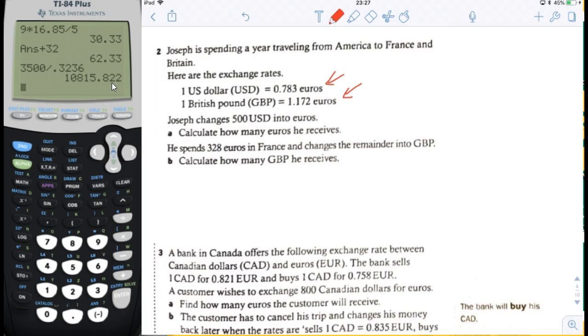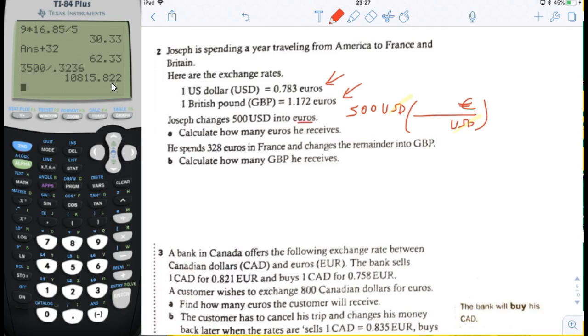Joseph changes 500 US dollars into euros. So, I start with 500 US dollars. I'm going to multiply it times a domino, where the top and the bottom are the same amounts. Of course, on the bottom, I would like to have US dollars so that the US dollars cancel out. On the top, I would like to have euros, because euros is what they want.